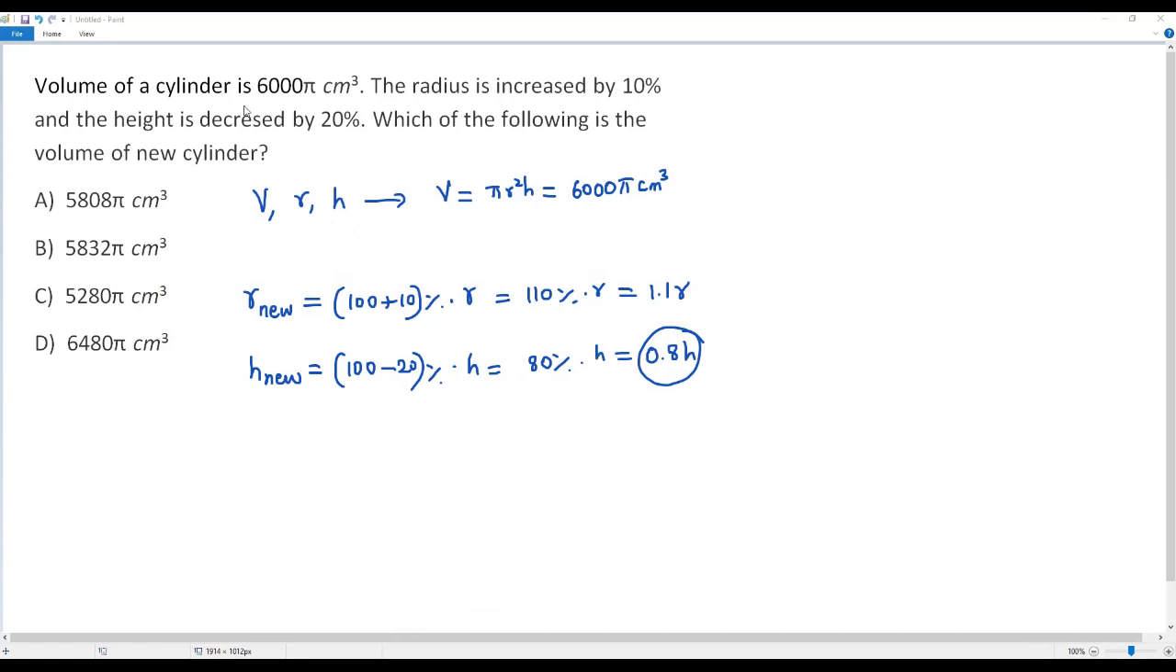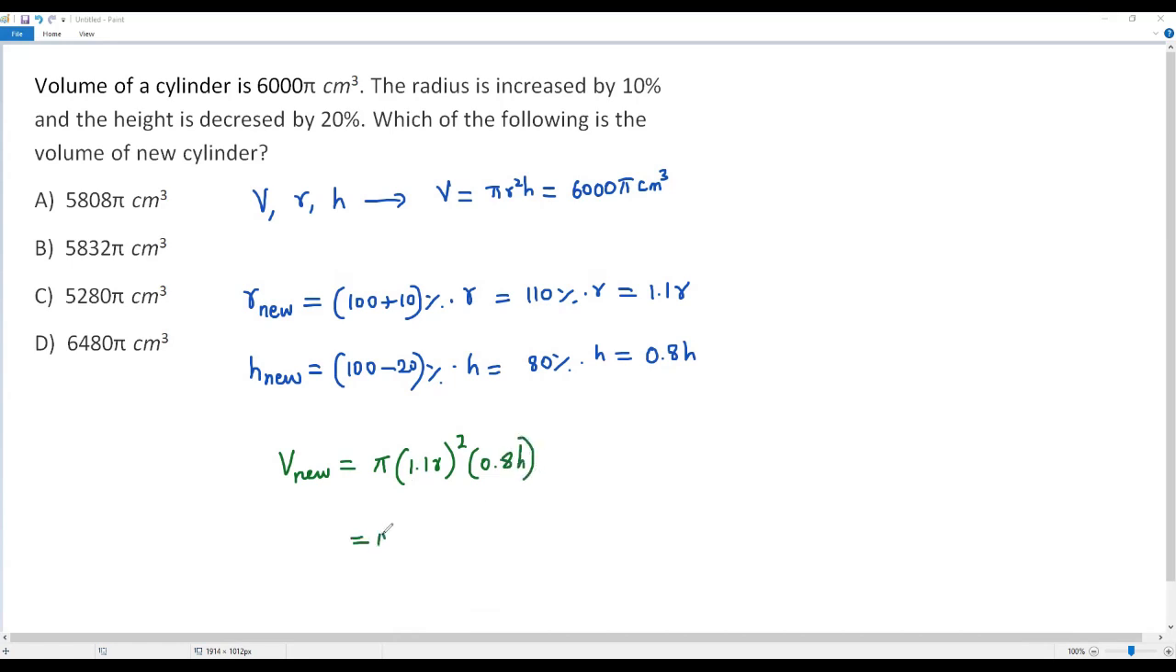Now let's get the volume of the new cylinder. The volume of the new cylinder equals, we can use the same formula, pi R square H. In the place of R, we have to use the new radius, that is 1.1 R. In the place of H, we have to take the height of the new cylinder, that is 0.8 H. Then we have pi times 1.1 R the whole square times 0.8 H.